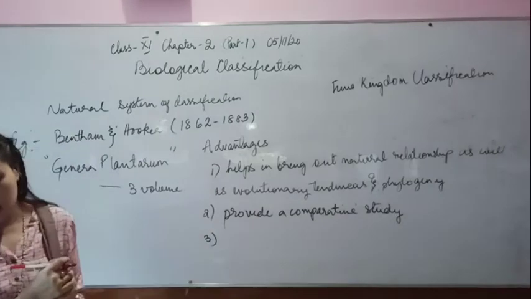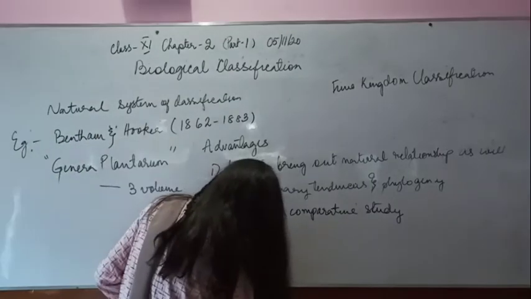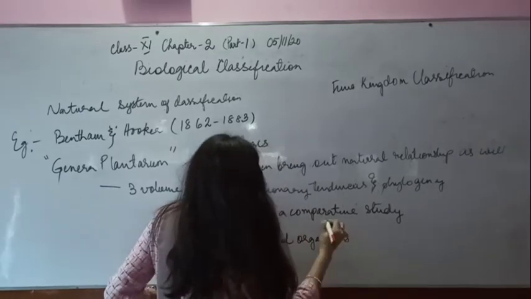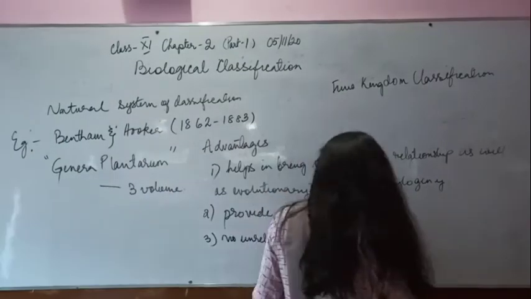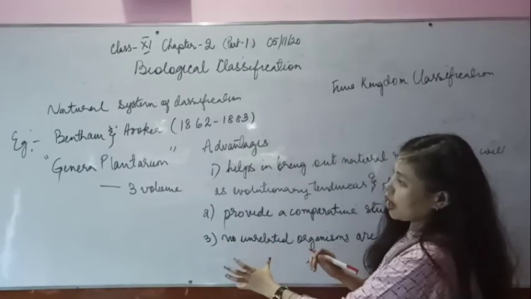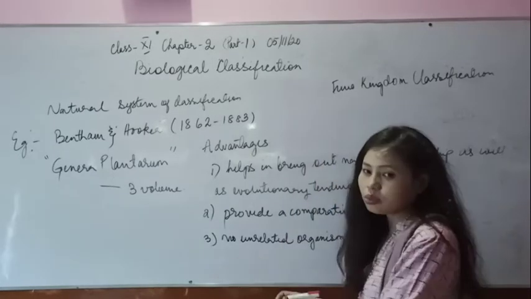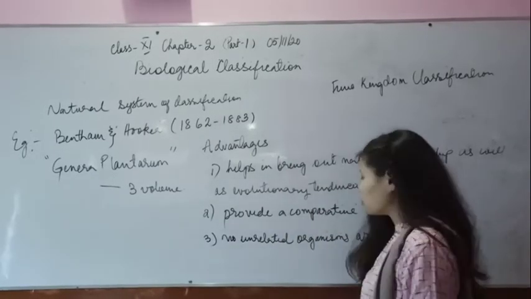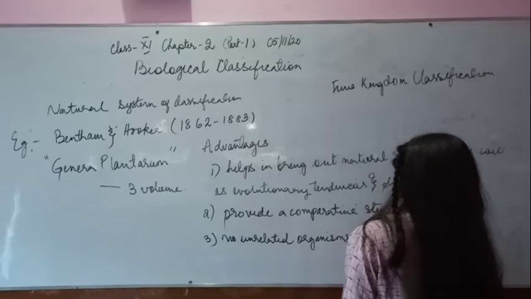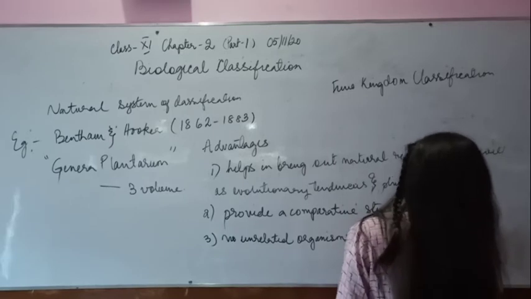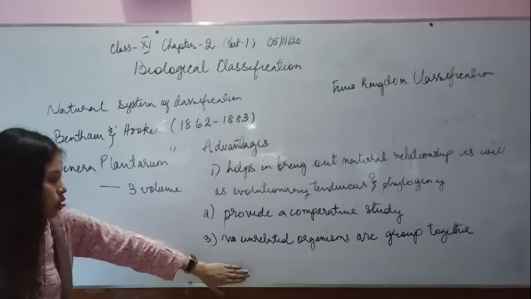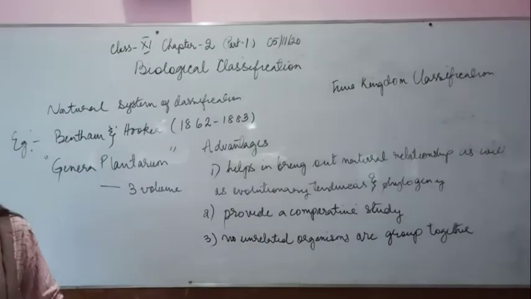Next advantage is no unrelated organisms are grouped together. Since we are taking all the natural relationships between the organisms, which are not related to each other, there is no chance of them being put together in the same category or the same group. So it is an advantage because no unrelated organisms are put together or grouped together. Therefore, this system of classification will not become artificial, but it will become natural, right?